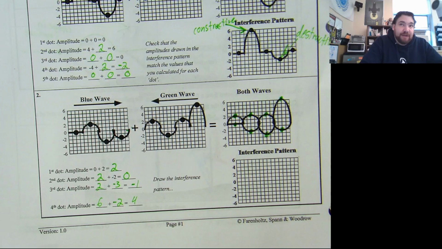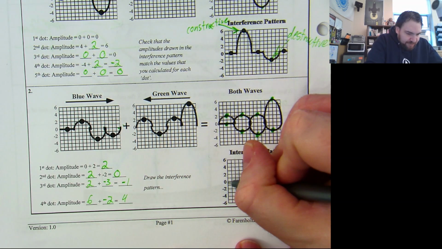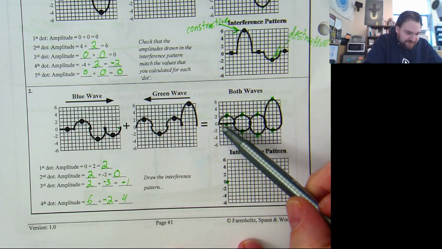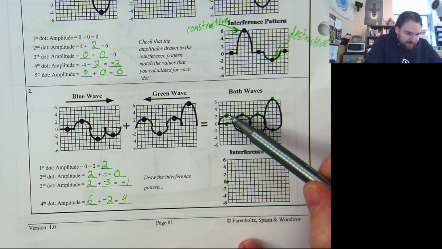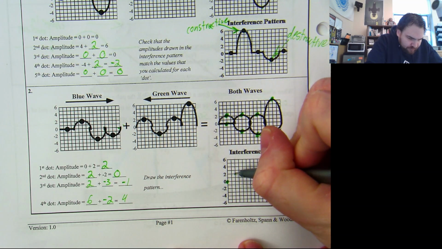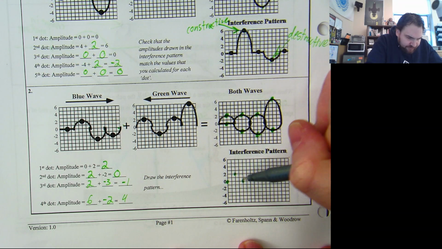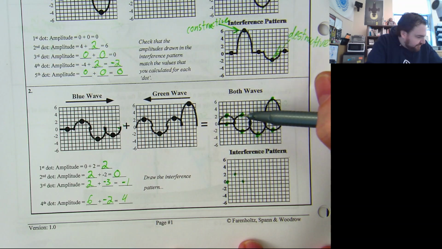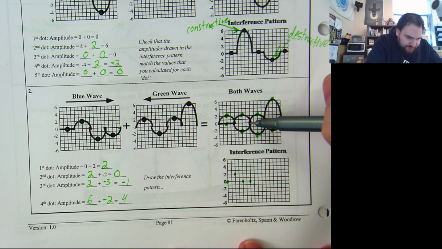And now we can actually go ahead, plot these dots, and draw out what the interference pattern is going to look like. So at the beginning, 0 plus 0 is 0. 2 squares in, 0 plus 2 is 2. Here we're going to be back at 0. 2 more dots, we're going to be back at 0. Over 2 more dots, we're still going to be at 0. Over 2 more dots, we're still going to be at 0.